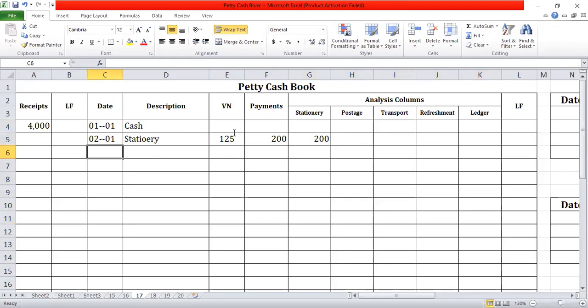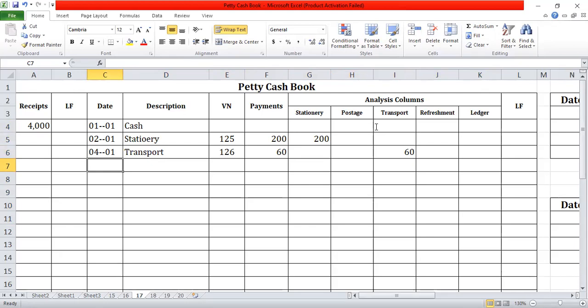Next date, 4th of January. Today, the description is transport. Transport, voucher number 126. Amount is 60. You can analyze that under the transport column. See how simple it is. Accounting helps you to maintain the records of a business in the proper way. You record the payments, you record the petty cash receipts, you analyze, you know where you have spent it for.